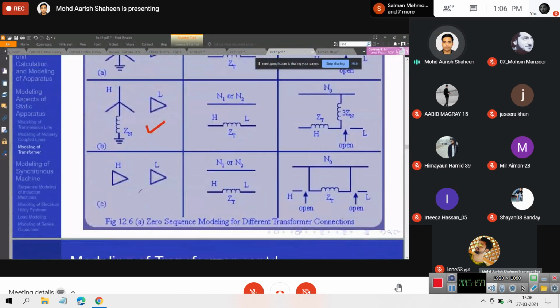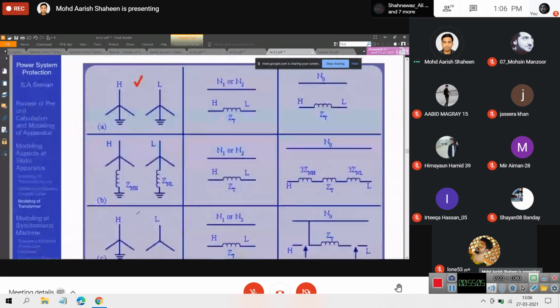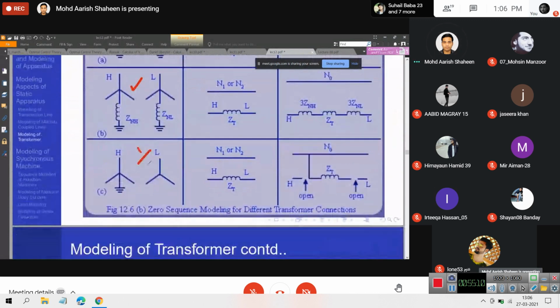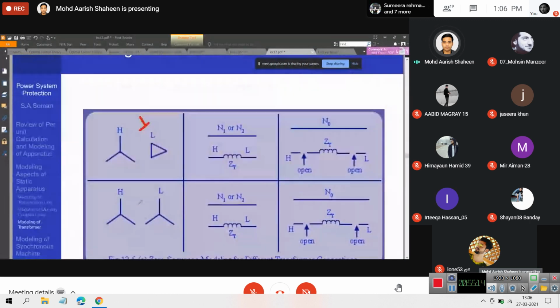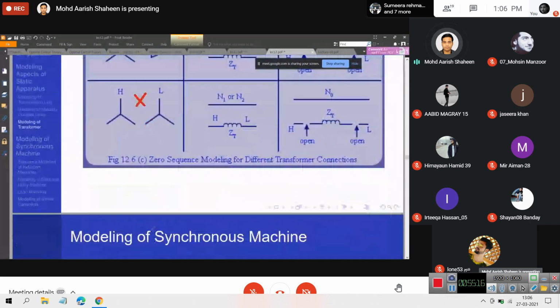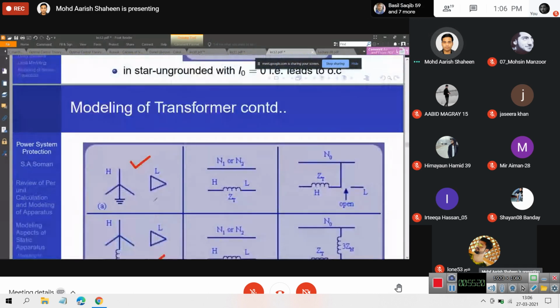This is also not very commonly used. Delta delta is not very commonly used. This is used, star star connection. This is also used, reactance grounded star connection. This is not used, and this is not used. ठीक है. In practice जब भी हम ट्रांसफार्मर कनेक्शन जोड़ते हैं, हमको ग्राउंडिंग जरूरी होती है.